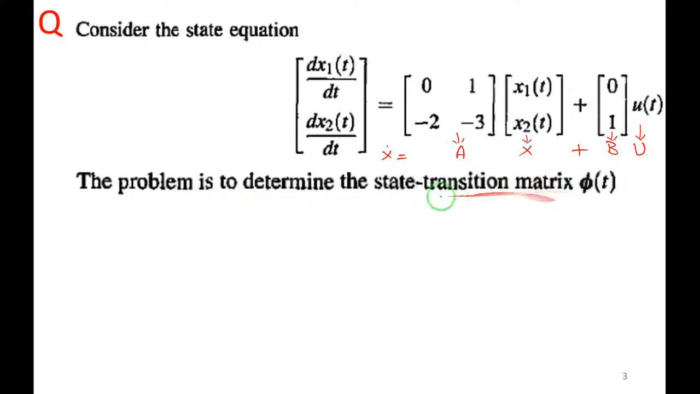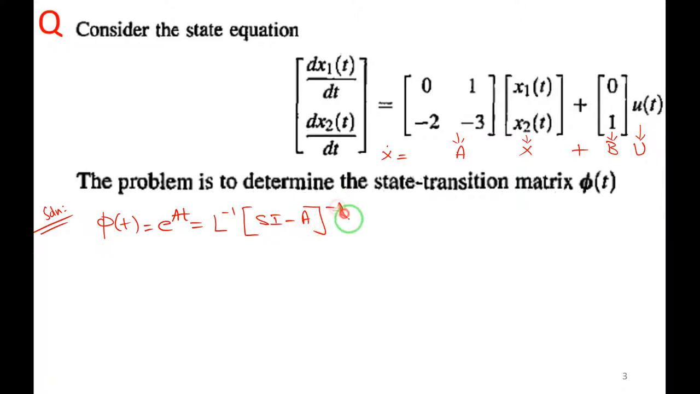In the previous class we saw how to find the state transition matrix. Solution: the state transition matrix phi of t is nothing but e power At. And we know the formula for that: Laplace inverse of (sI minus A) whole inverse. So first we will find sI minus A. I is the identity matrix, and its order is the same as that of matrix A. The order of matrix A is 2 cross 2, so the identity matrix should be 2 cross 2.